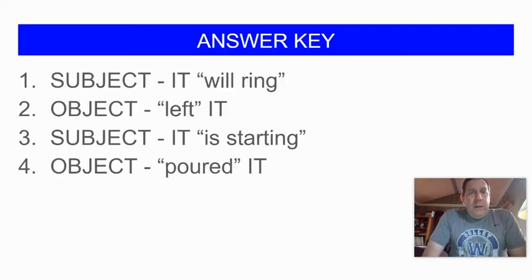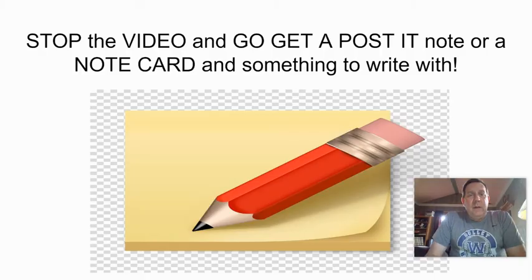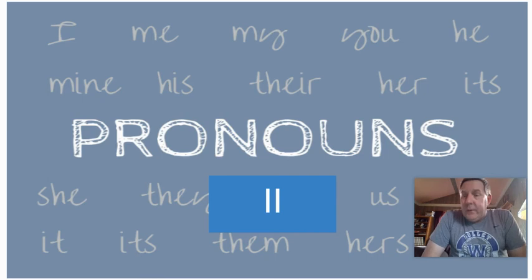And number 1 was a subject pronoun because it said it will ring. Number 2, it was an object pronoun. Left what? Left it. Number 3 is a subject pronoun. It is what is starting. And number 4, it is an object pronoun. Poured what? Poured it.